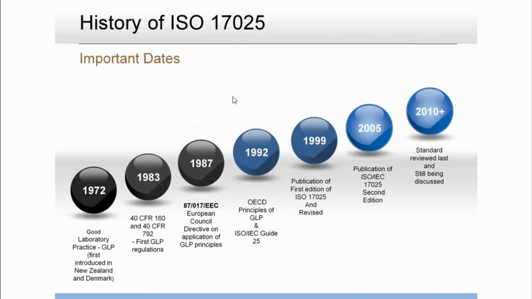Now, history of ISO 17025. This is a lovely slide. The first publication of ISO 17025 was in 1999, as you can see there. And then there is a second edition, which is the current one we are discussing, ISO 17025:2005, the one in current use. There's a review ongoing, but it's still being discussed.